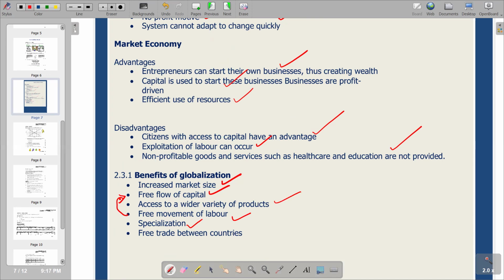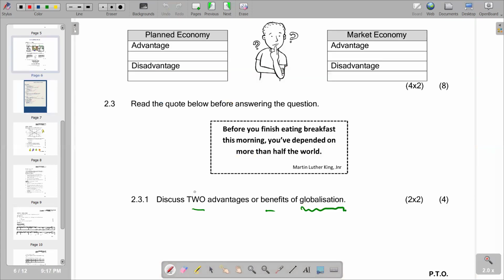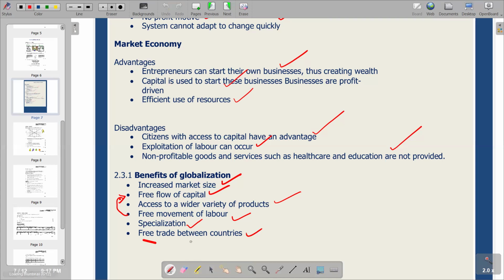So we go to the last point, which is free trade between countries. It's also something that we can deduce from globalization. Free trade, we are saying, is trade without restrictions, no restrictions on the international boundaries. That is free trade. So this is what we have as the last point. But if you go back to our question, you would see that it requires only two points that we can choose from the list of points that we have there.